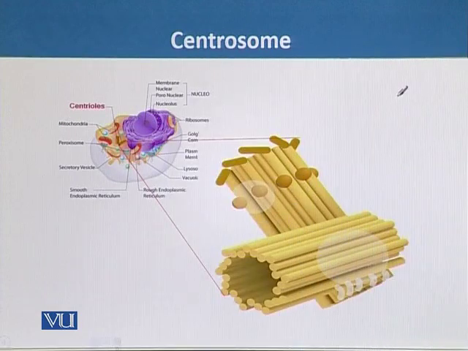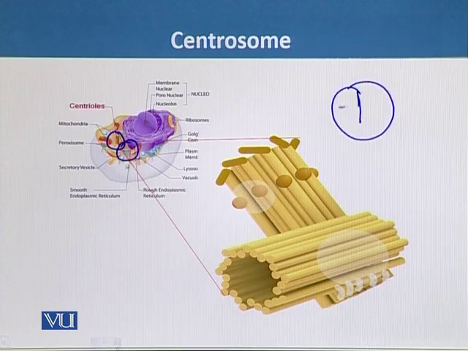Next is the centrosome. The centrosome is a part of the cell, and it is important in positioning within the cell. So we can see here the centrosome, they play an important role in the cell division, and it helps in the formation of the spindle fibers when the cell is dividing.